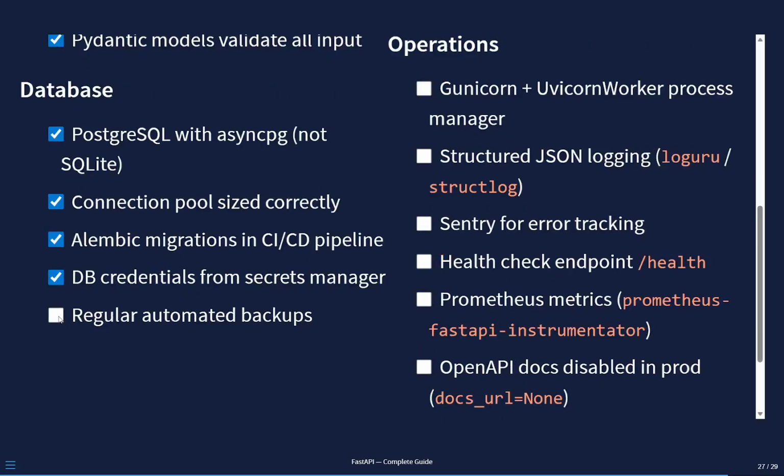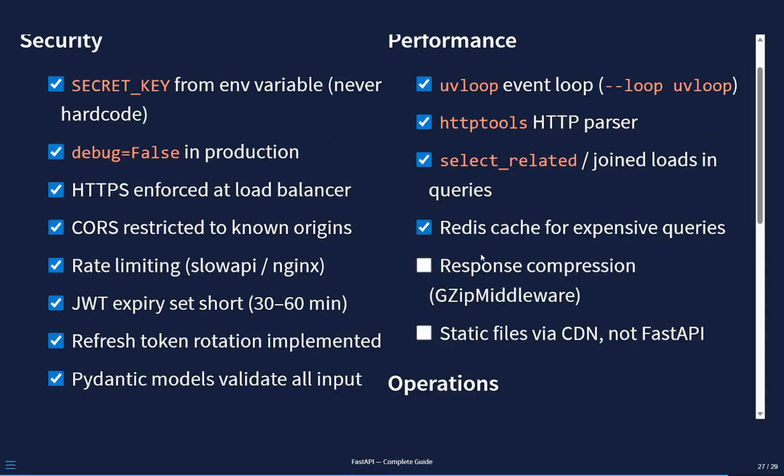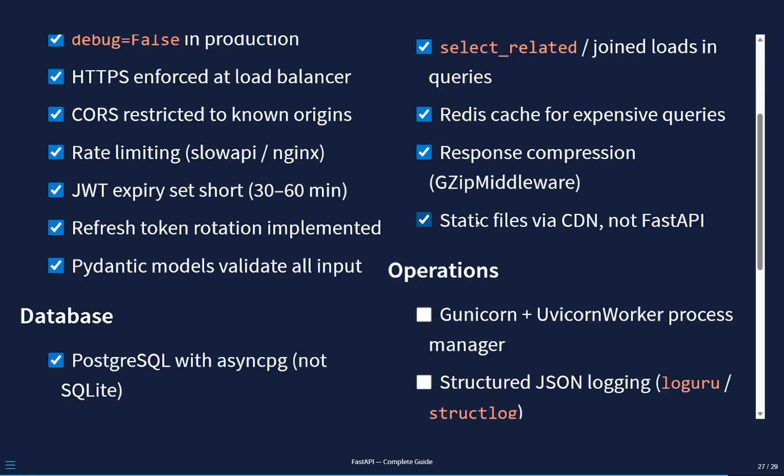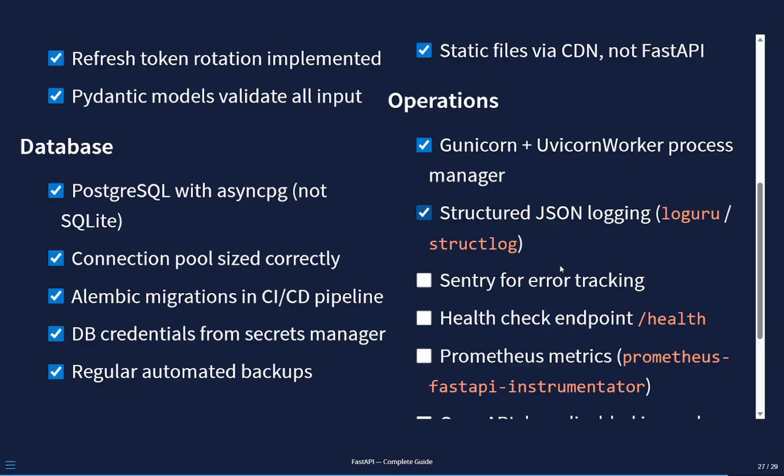Performance. Install uvloop and httptools. They're significant speed improvements over the defaults. Audit your endpoints for N+1 query patterns. Use SQLAlchemy joinedload. Cache expensive query results in Redis. Enable gzip compression. Operations. Run Gunicorn with Uvicorn Worker as the process manager so worker crashes are recovered automatically.